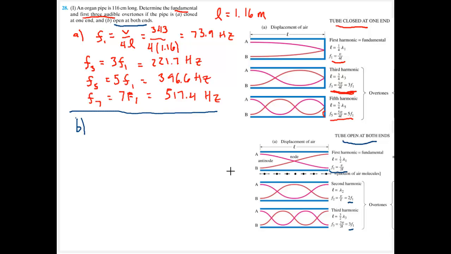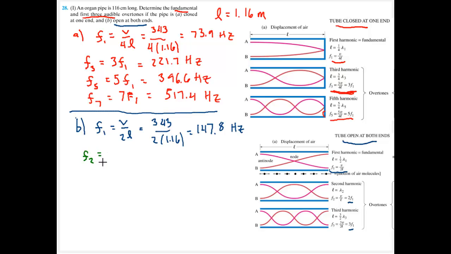So I can first find the fundamental, which is going to be the speed of sound in air divided by 2 times the length, so 343 meters per second over 2 times 1.16. Go ahead and I type all that in, and I get 147.8 hertz.